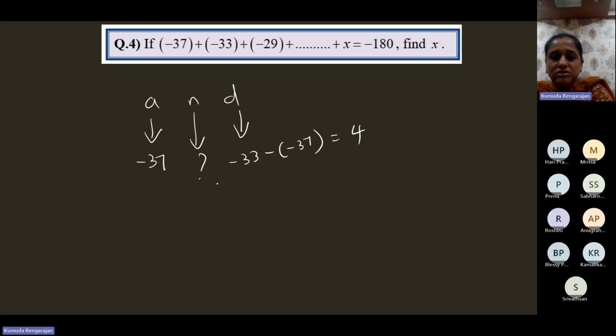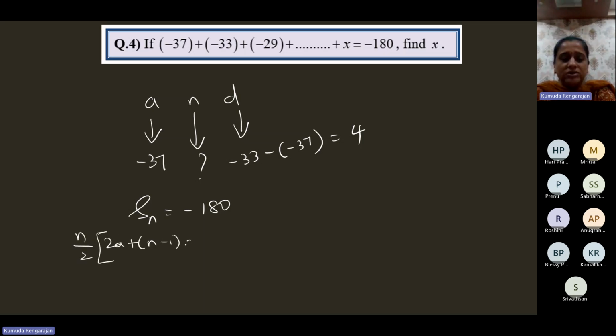So what's the equation here? The sum of all these terms is minus 180. Sn is equal to minus 180, because you can see the plus sign in the middle. Minus 37 plus minus 33 plus minus 29 and so on till x. The total is minus 180. Clearly, Sn is equal to minus 180. Sn meaning n by 2 of 2a plus (n minus 1) into d is equal to minus 180.